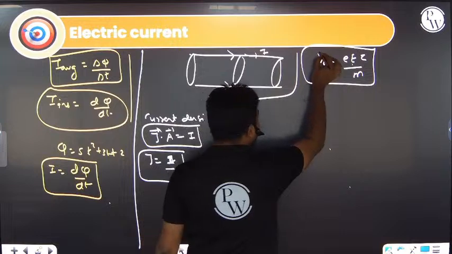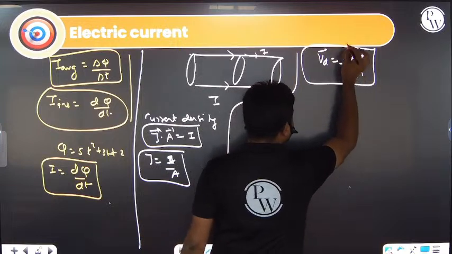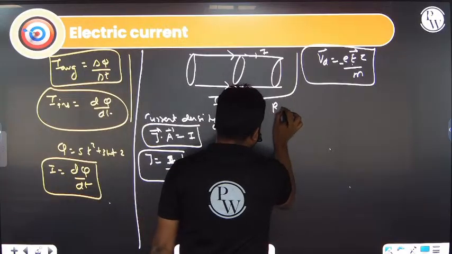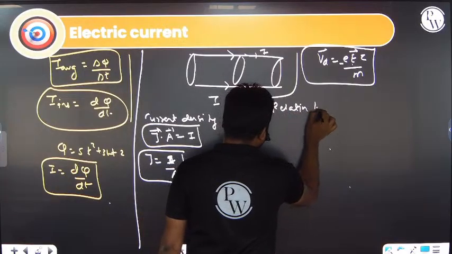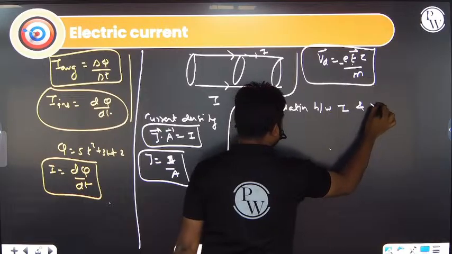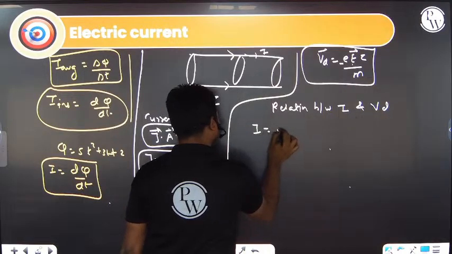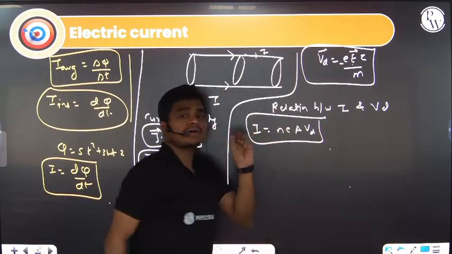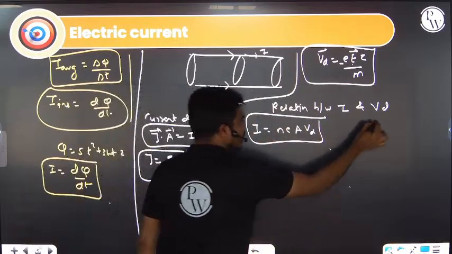So this is the drift velocity that we have, and in vector form it will be negative. The relation between current and drift velocity we can write here as I equals N E A V_d. Now what is N here? Number of electrons per unit volume for the given conductor.